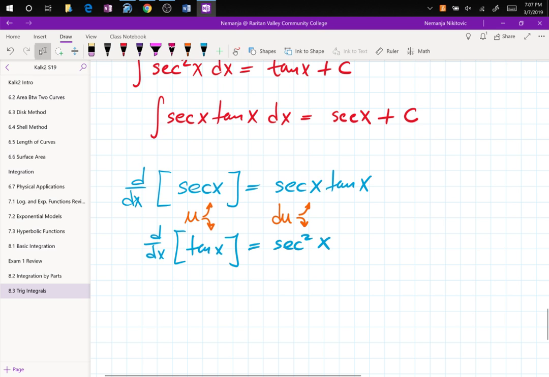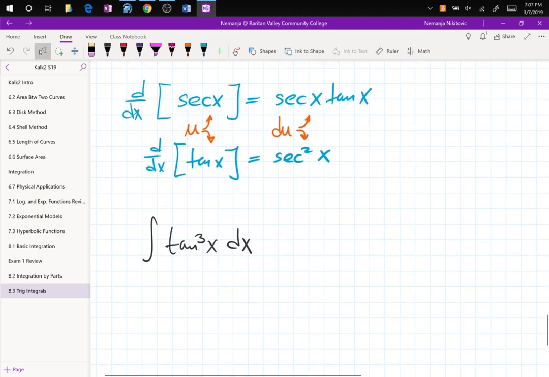So now, let's do an example. Tangent cubed x dx. That's a problem. All right. It's not a basic integral. It's not a u sub integral, right? I can't do any of that stuff until I do some mathematical witchcraft here. I start by peeling off two tangents. So I have tangent x times tangent squared x dx.